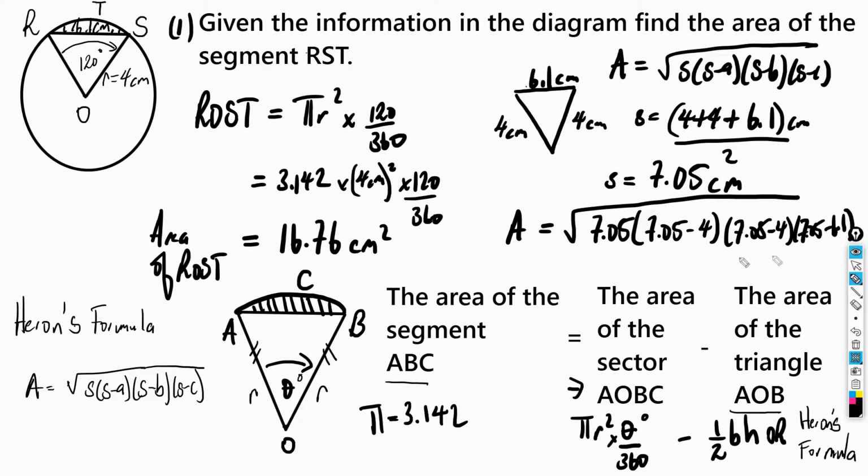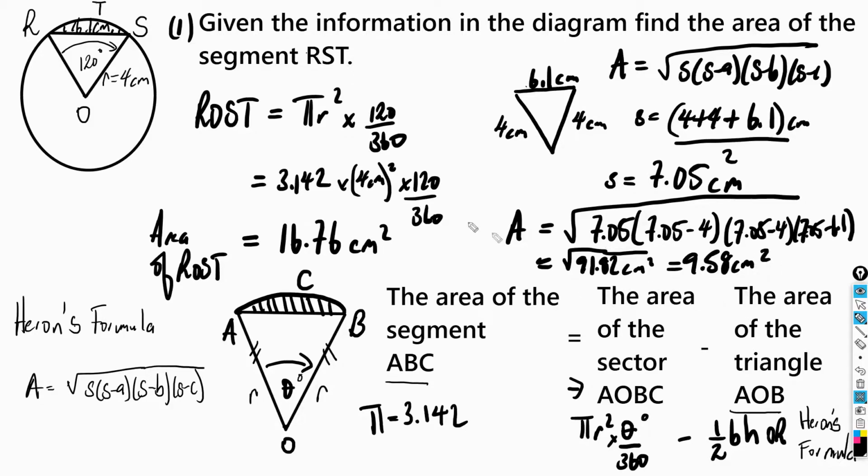Cool. So let's put that in our calculators, guys, and see what we get for the area. All right, guys, and we should end up with the square root of 91.82 centimeters squared. And let's just find the square root of that, and we should get 9.58 centimeters squared.